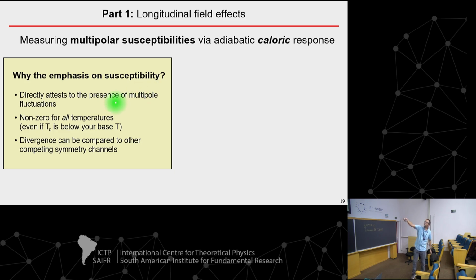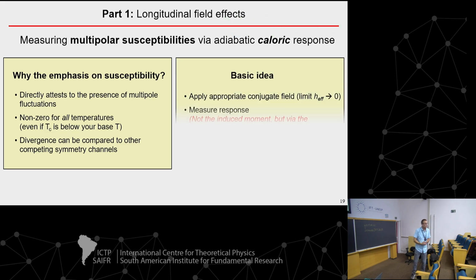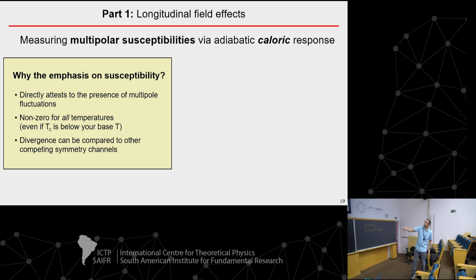All right, so what I specifically want to do is measure the multipolar susceptibilities. And I'm going to do this via an adiabatic caloric response, which we heard about from Elena as well. So first of all, though, why should I even care about susceptibilities? Why am I not talking about, well, what's the broken symmetry? So first of all, susceptibility attests to the presence of fluctuations from the fluctuation dissipation theorem. So if, from some theoretical perspective, you care that there are octopolar fluctuations in a material, how do you know when I hand you this that there are such fluctuations? You better have a way to measure that.